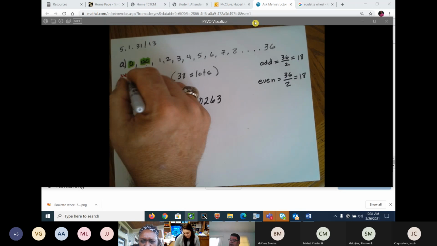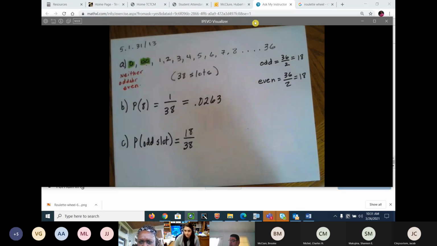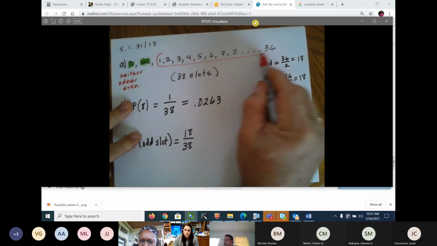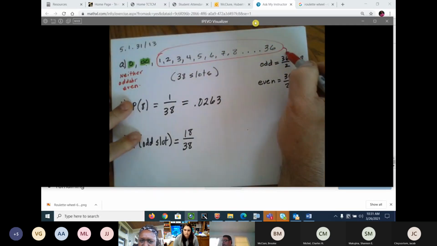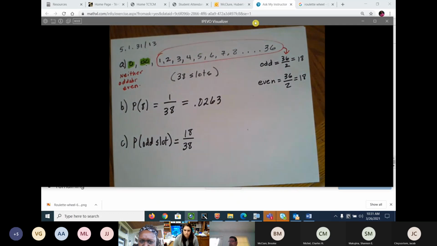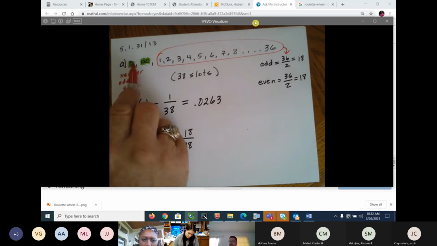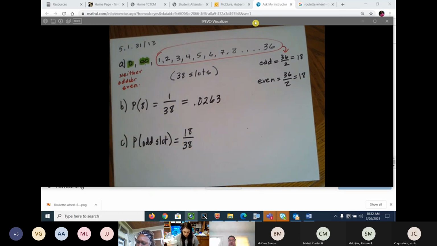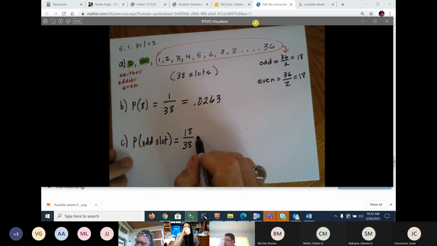How come you say odd equals 36 over 2? 36 is an even number. No, there's 36 numbers, but 38 slots. The 0 and 00 are slots on the roulette wheel. Okay, so somebody give me 4 digits for 18 over 38.